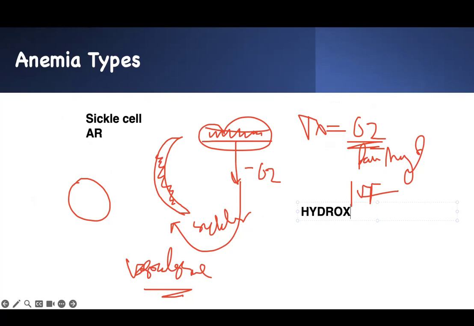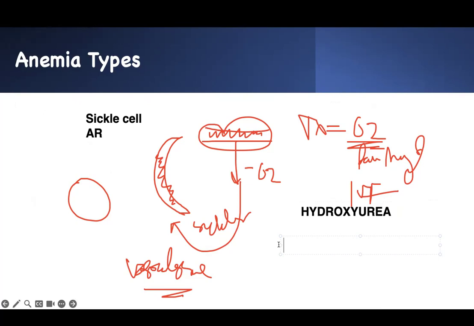Hydroxyurea is used to make fetal hemoglobin, and that can give them more hemoglobin to deal with. But your best bet is to give them oxygen and IV fluid. Of course, pain management, most of the time narcotics, to help with it. What is going to happen in this patient?